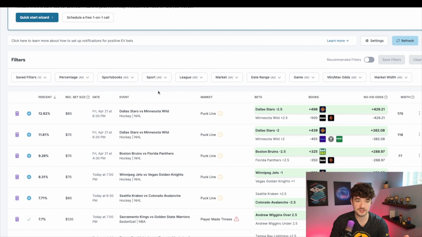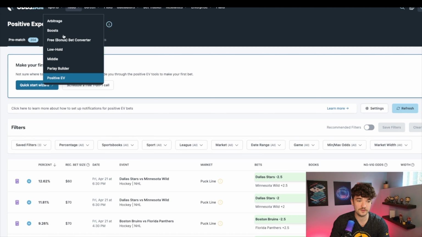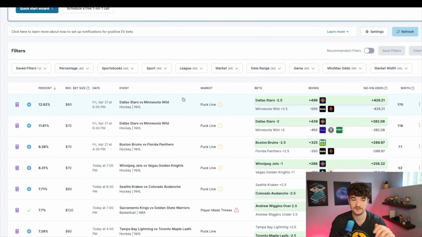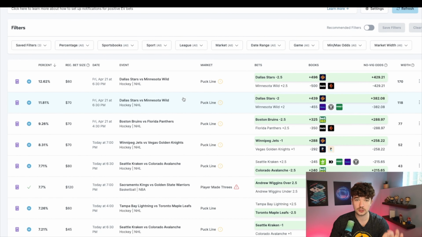I don't have any filters attached. We're on OddsJam, on the Plus EV tool here, positive expected value. Let's go over a couple of terminologies before we actually get into the filters. As you can see, with no filters attached, we're getting high percentage plays, and we're also getting plays that are really high in plus money, basically meaning the odds of them hitting are very low, but the payouts are very high.